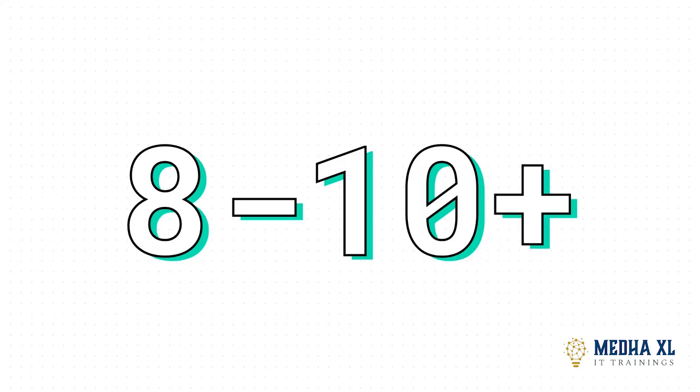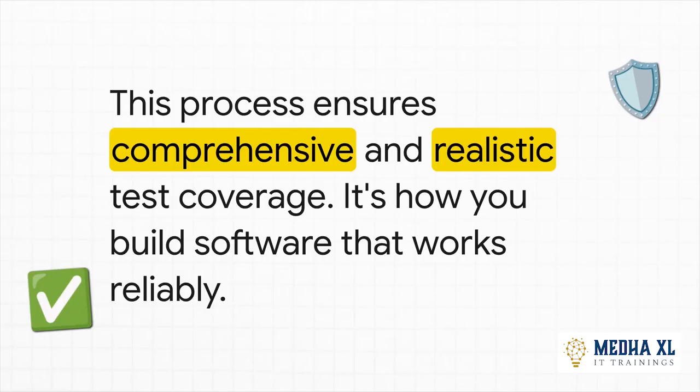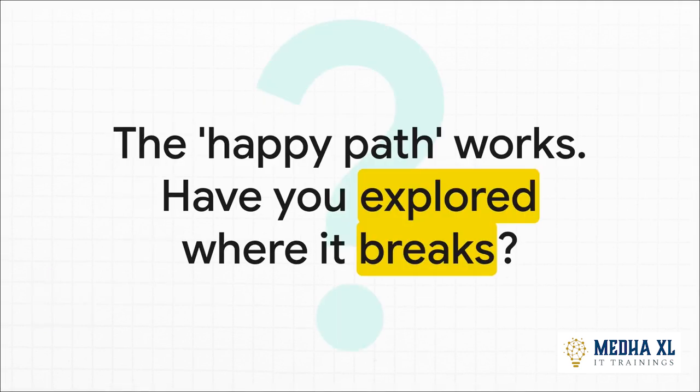If you want to put the power of this into a single number, think about this. From just one sentence describing what a user wants, a thorough process can easily generate 8, 10, or even more critical scenarios. That's how you ensure you've covered everything. Ultimately, this whole process is what separates software that just kinda works from software that works reliably. It's how you build applications that can handle pressure, manage errors gracefully, and deliver an experience that users can consistently trust.